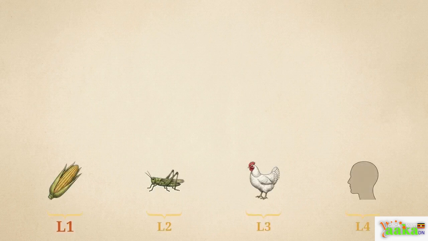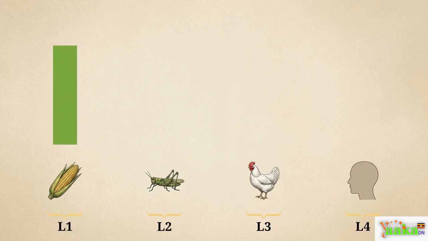This is its trophic level. The rule is strictly fixed. Trophic level 1 is always the producer. From there, the primary consumer is level 2, the secondary is level 3, and so on.